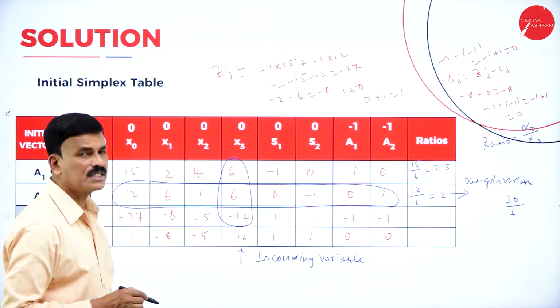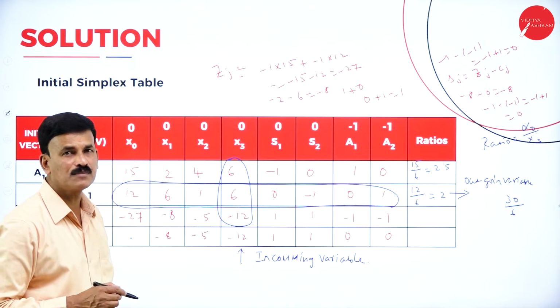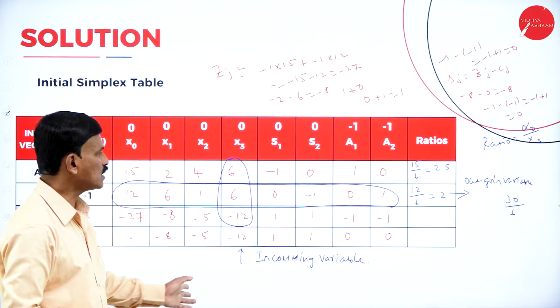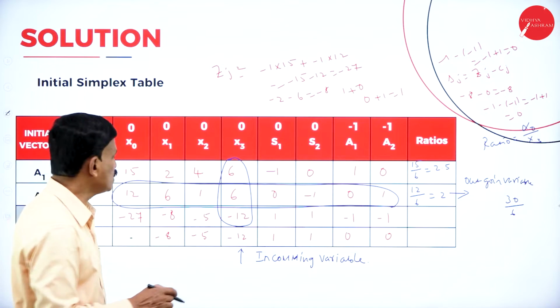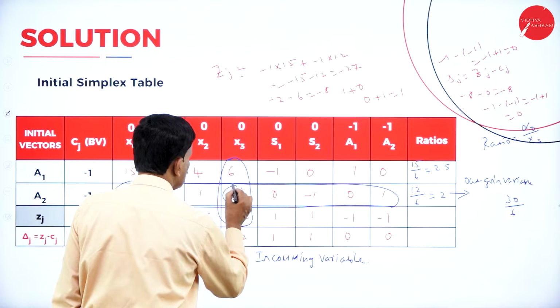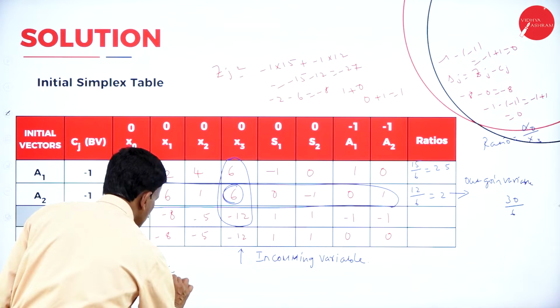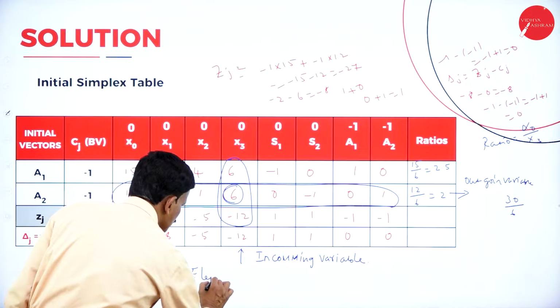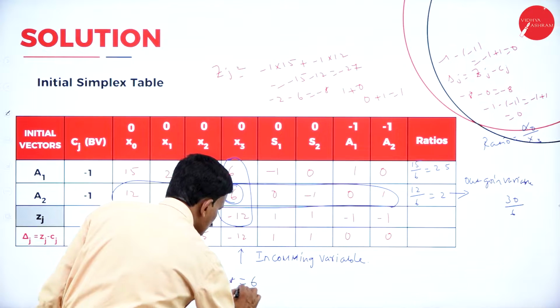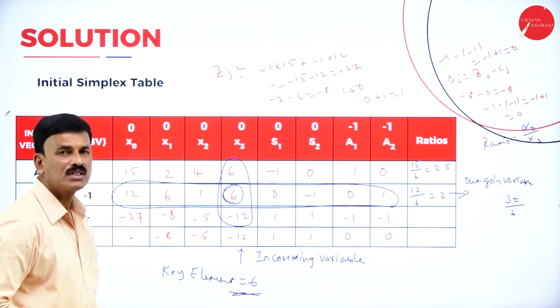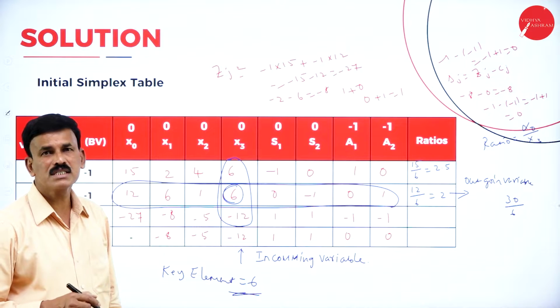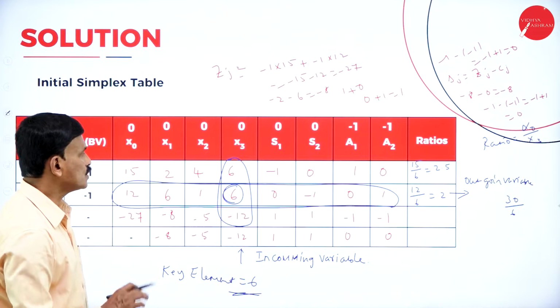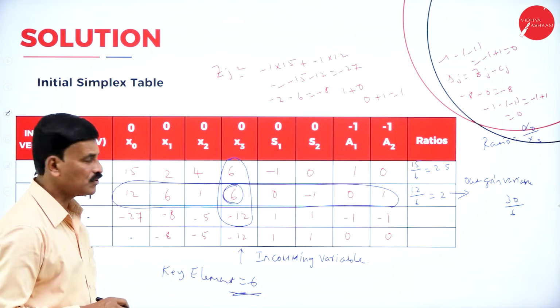Now, identify the intersection of the row and column, that is, the intersection of the incoming variable and the outgoing variable. So here 6 is the key element. The key element is equal to 6. This is how we construct the initial simplex table. So this is the first table.